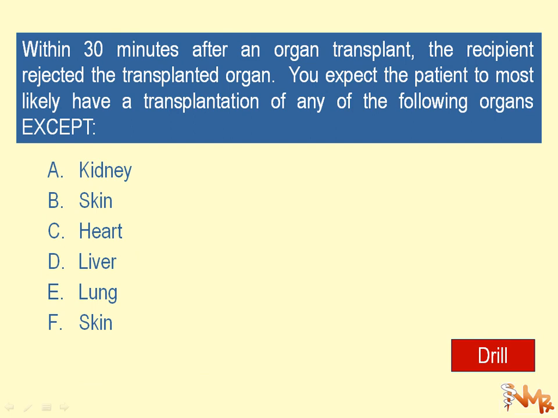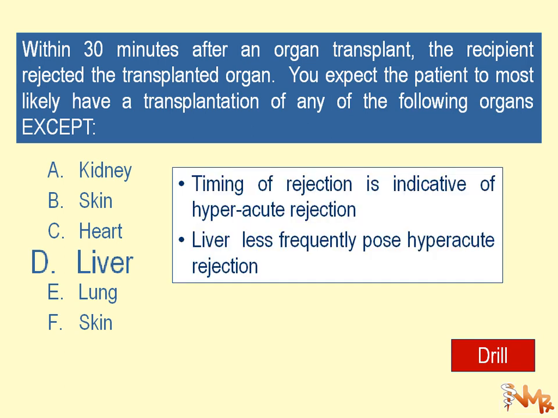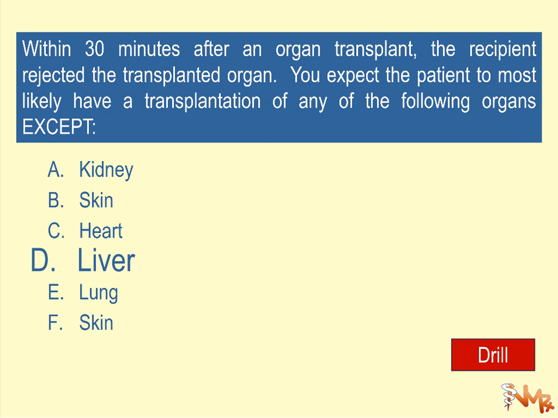Let us dwell on the concepts that I just covered for you. Within 30 minutes after an organ transplant, the recipient rejected the transplanted organ. You expect the patient to most likely have a transplantation of any of the following organs except, well, it's 30 minutes, so it must be hyperacute, and I said earlier that liver somehow is immune in this type of rejection. The reason for it may be the dual circulation to the liver.